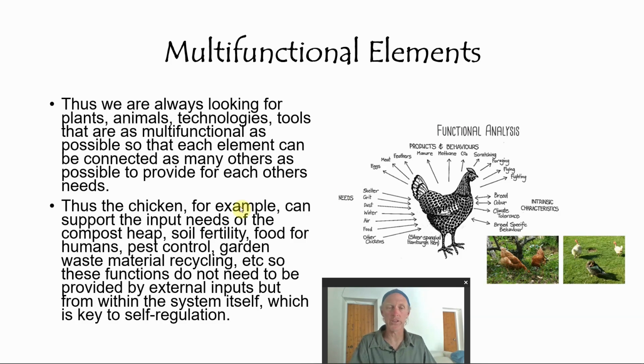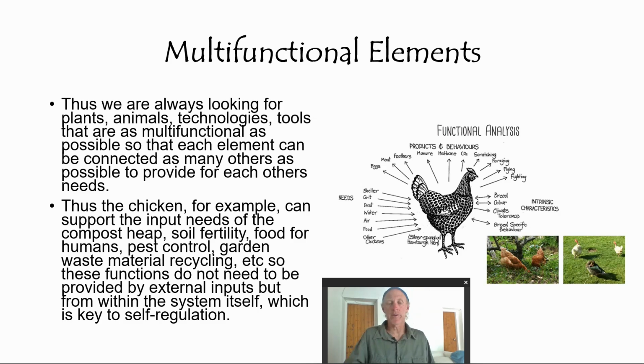And here we have an example of the chicken. By virtue of the nature and outputs of the chicken, we can use it to support the compost heap. We can use it to build soil fertility through scratching and pooing. We can use it for food for humans and other animals. We can use it for pest control. We can use it for recycling garden waste material. So we can put seeding weeds into the chicken system, and they will eat that and convert it into meat and poo, into fertility. And so we need less chicken feed.